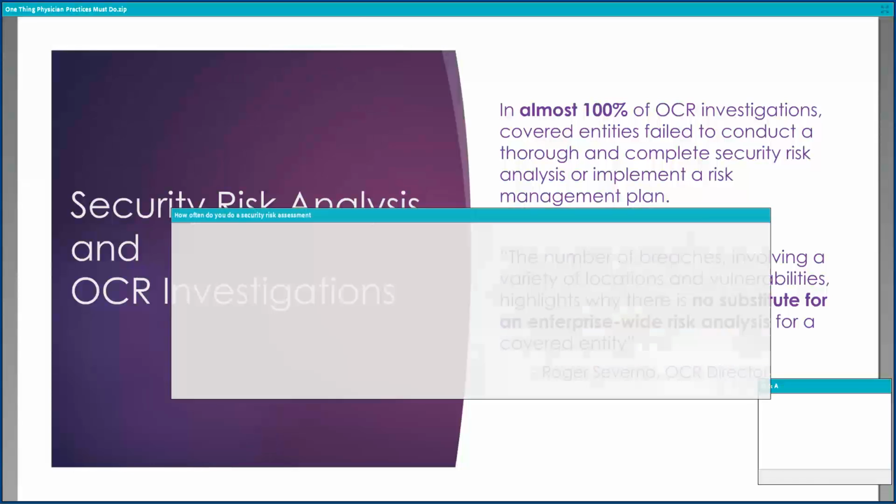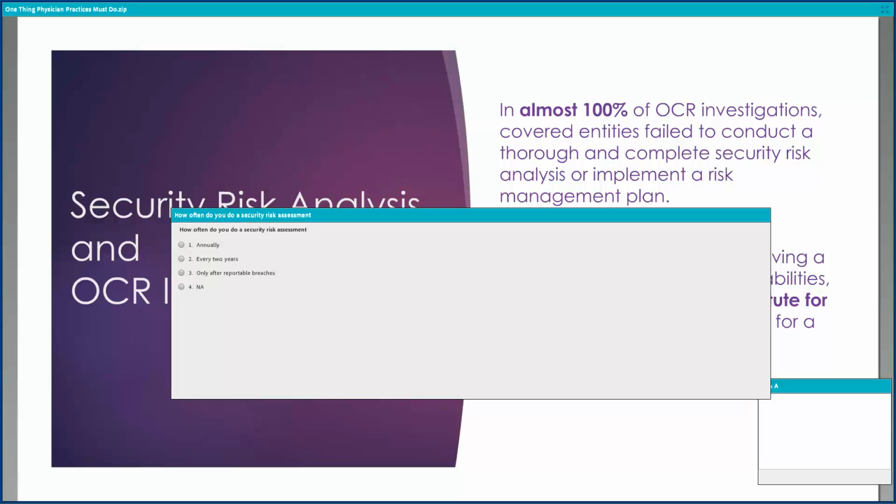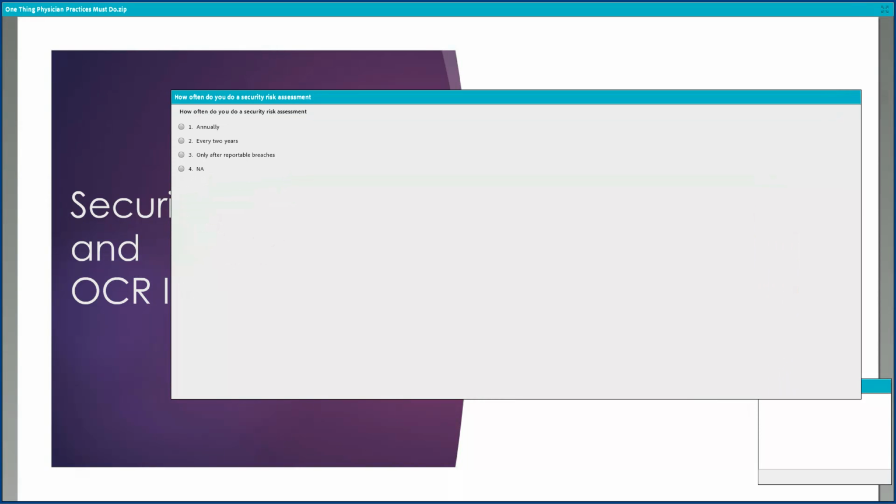So at this time, we would like to ask you a little polling question. If you would take a second and answer this question: how often do you do a security risk assessment? Annually, every 2 years, only after reportable breaches, or NA?